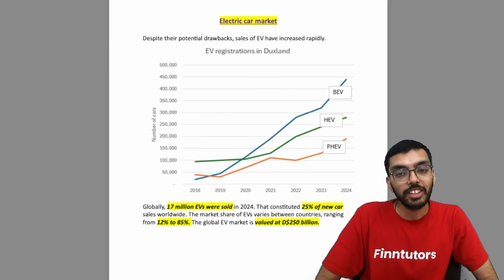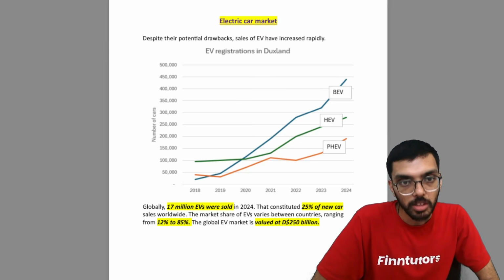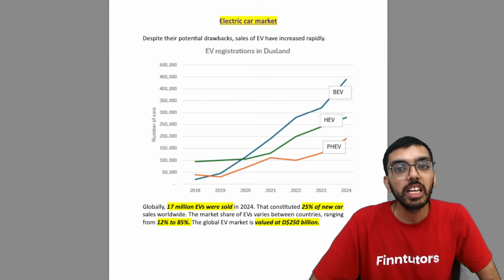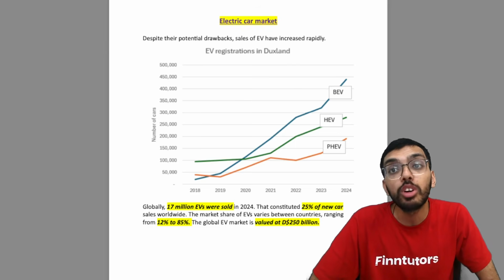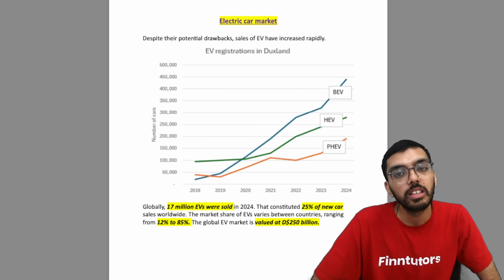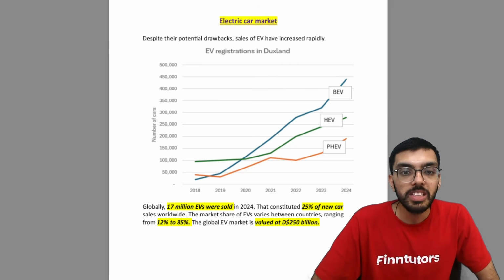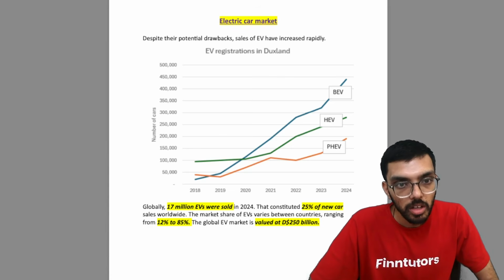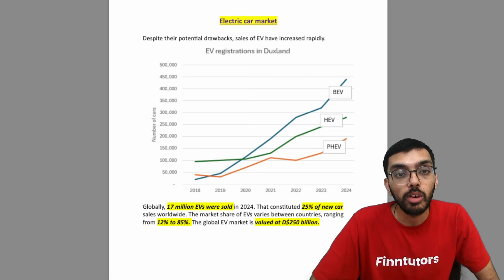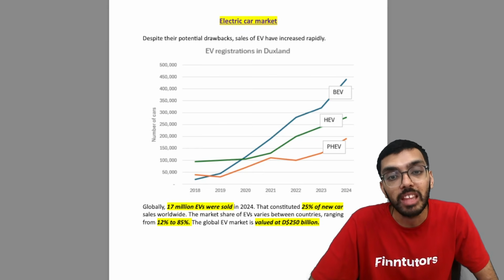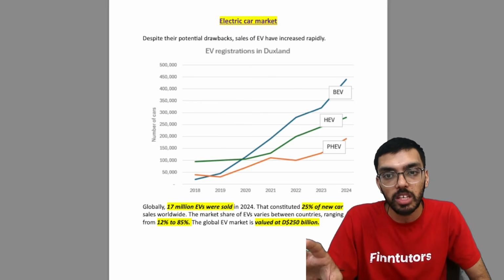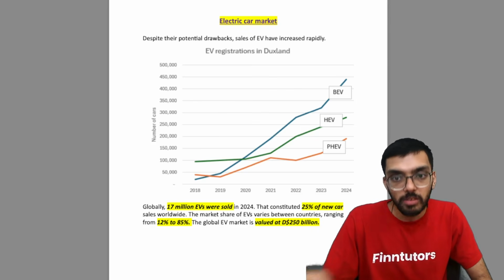Next, electric car market. Now, despite their potential drawbacks, sales of EVs have increased rapidly. You would have seen around you as well, wherever you are in the world, EVs are more frequently seen. You will see that battery operated cars in 2018 were less than 50,000. Now they are almost 450,000. And the whole ecosystem is growing. Not only BEVs, HEVs and PHEVs both are growing.